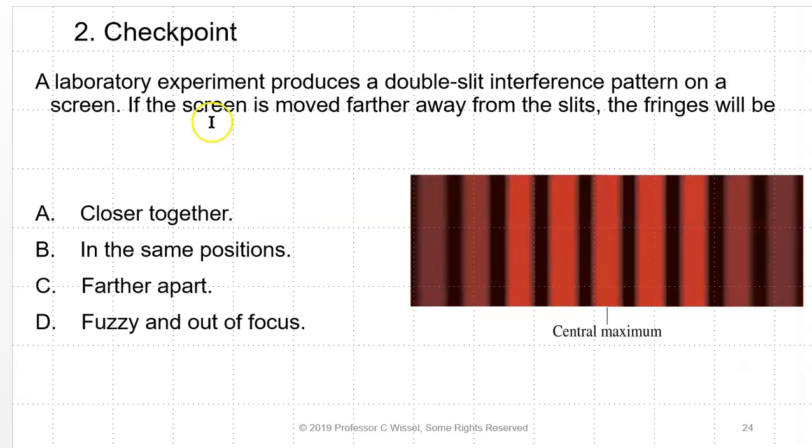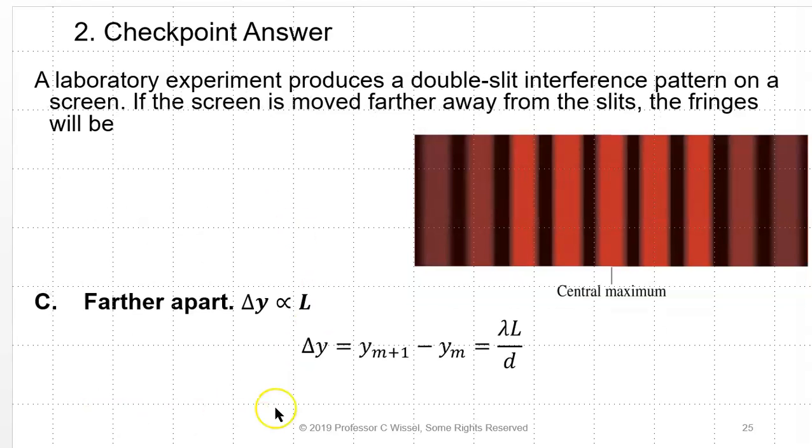A laboratory experiment produces a double slit interference pattern on the screen. The screen is moved further away from the slits. The fringes will be further apart. Okay, delta y is proportional to L. And as you make L larger, delta y is going to get larger.